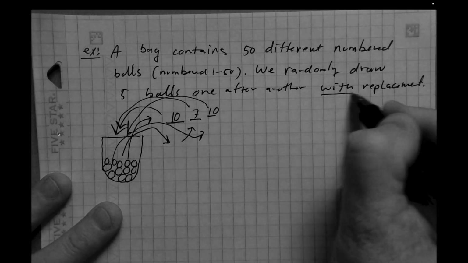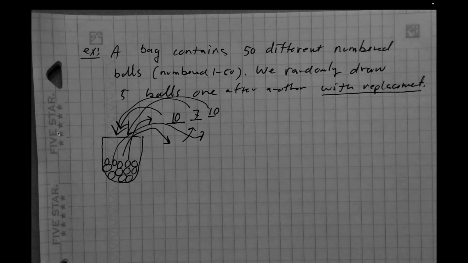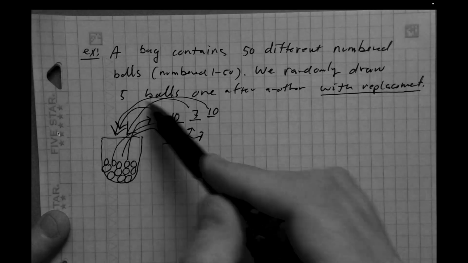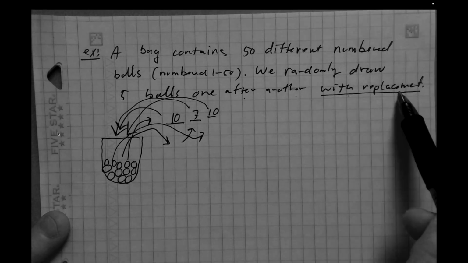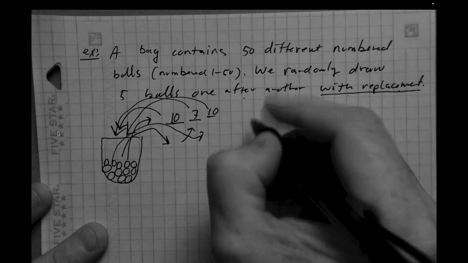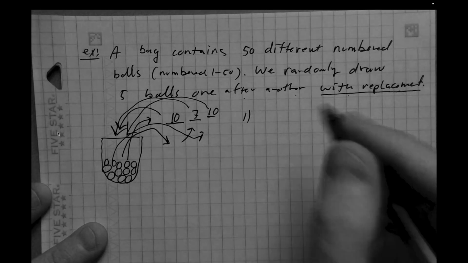So we'll frequently talk about with replacement and without replacement. And this is a good example to introduce that concept. With replacement means when you pull something, when you sample it, you put it back in afterwards. So it goes back into the possible balls to be selected. Okay. All right, so a bag contains 50 different numbered balls. We randomly draw 5 balls, one after another, with replacement. Okay, and the first question we want to know is how many possible outcomes are there in this sample space?